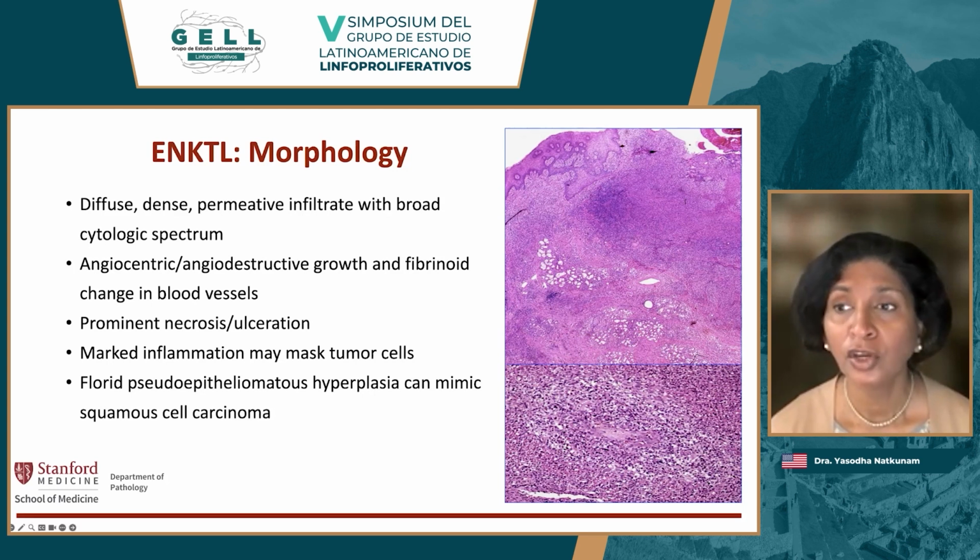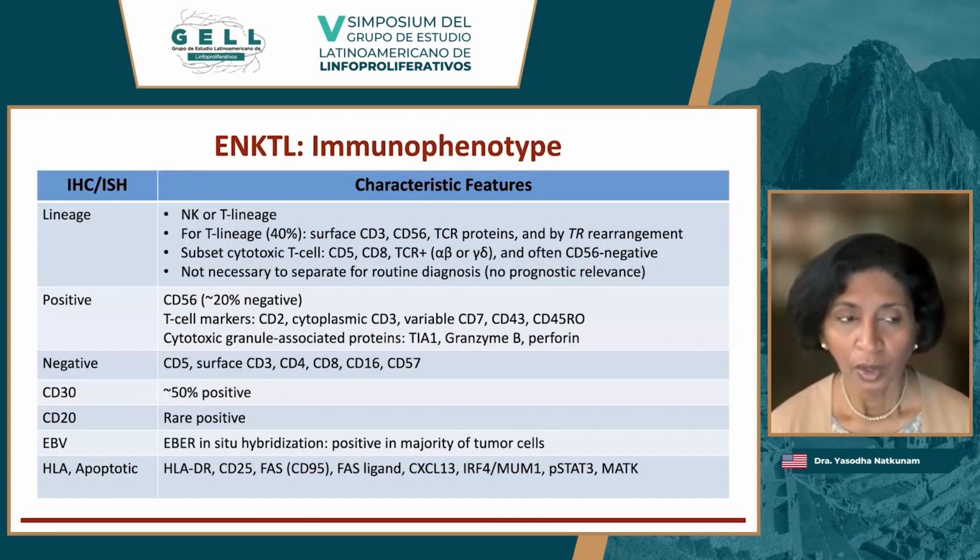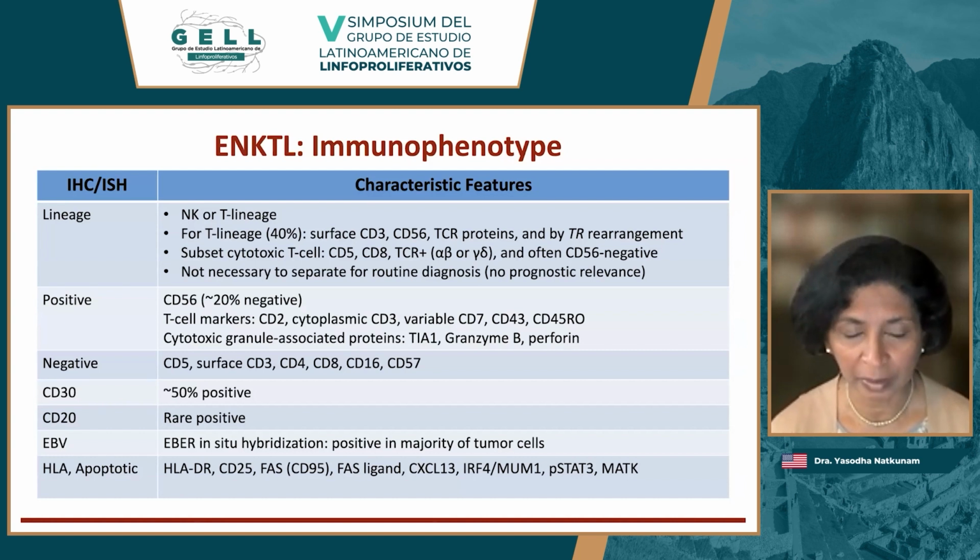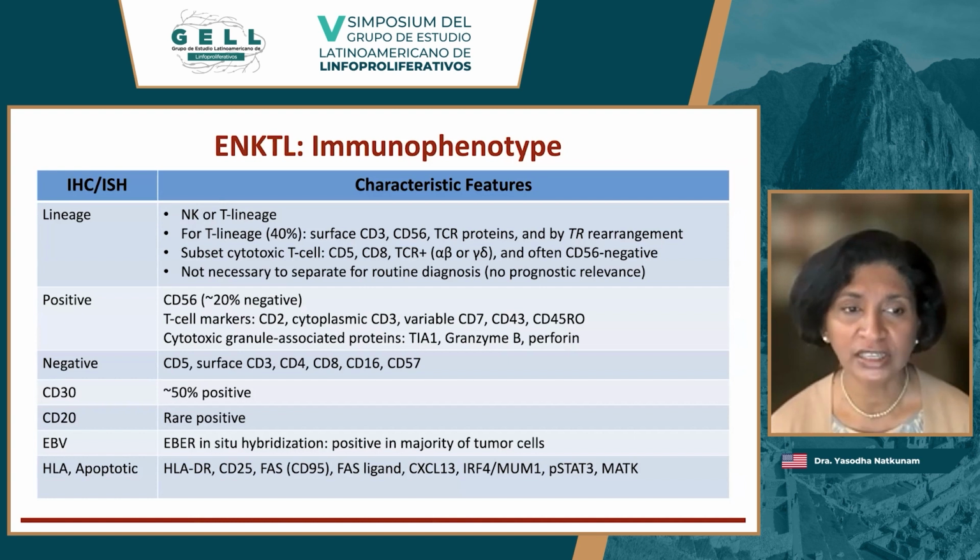The overlying epithelium can have pseudoepitheliomatous hyperplasia such as this, and that can lead to a problem with overlap of squamous cell carcinoma, and these can be misdiagnosed as a squamous cell carcinoma because of that epithelial hyperplasia. When we look at the immunophenotype, extranodal NK T-cell lymphomas, as you can judge from the name, can be of NK or T lineage.